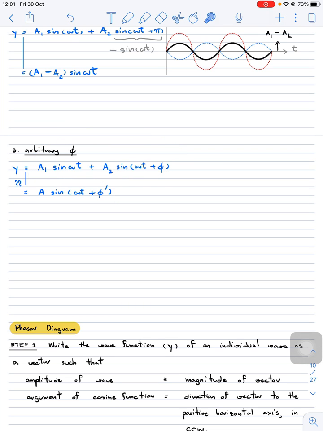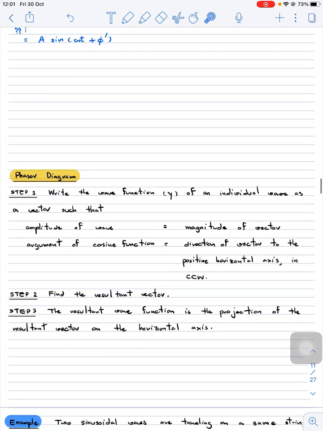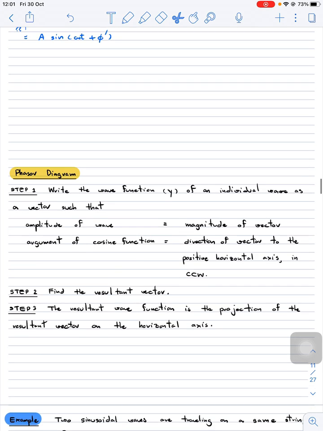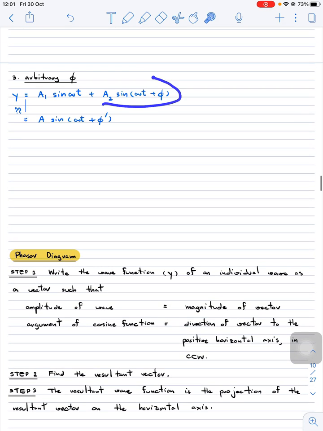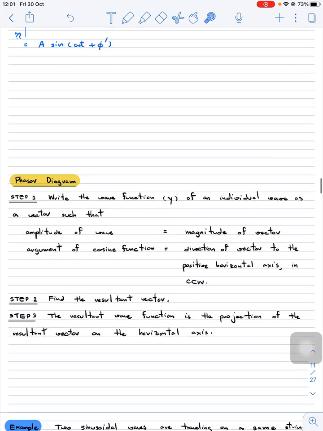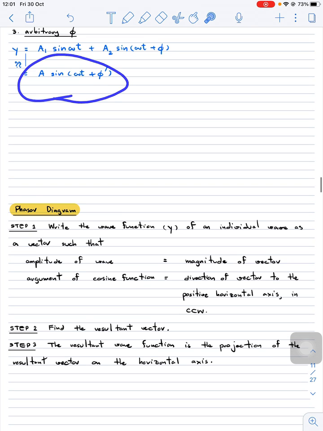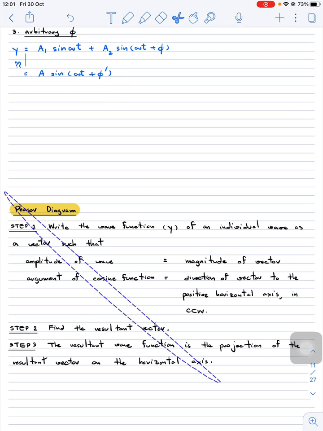But how? We are going to use this. It's called the phasor diagram. The phasor diagram is going to be a technique that we can use to write down this summation of the same angular frequency but different phase and different amplitudes into this type of form. Okay, so let's see.